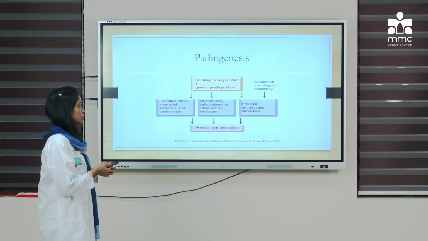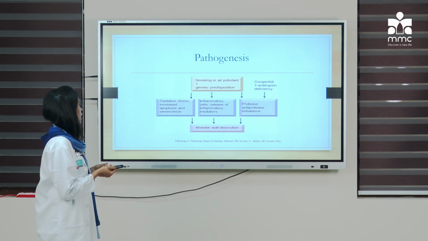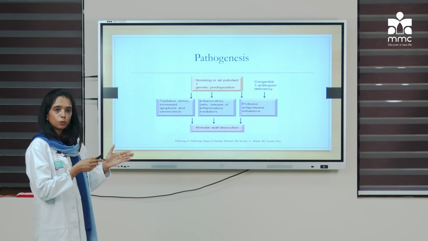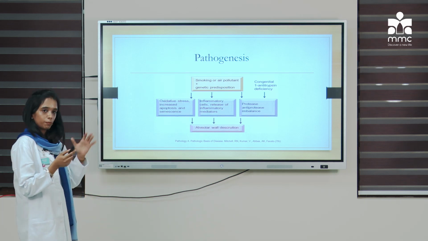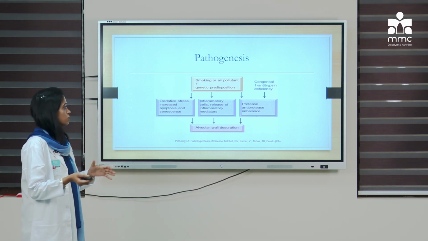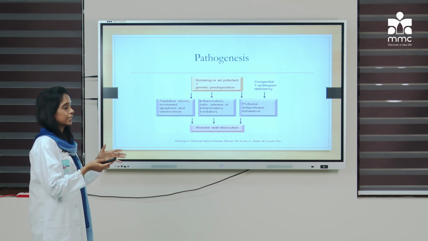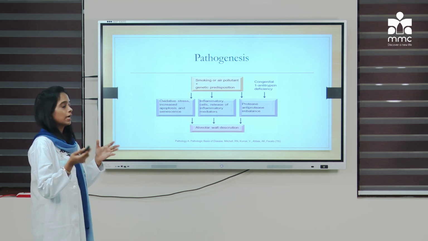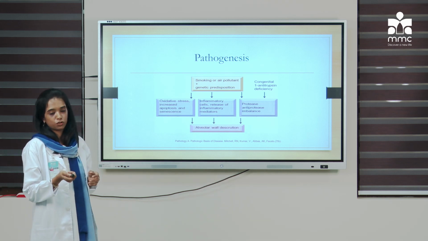The same thing I discussed is shown in an easier chart from Robbins, the reference. Smoking and air pollutants, along with genetic predisposition, can damage the lung in 3 ways: oxidative stress leading to apoptosis, release of inflammatory mediators, and finally antiprotease imbalance, ultimately leading to alveolar wall destruction.